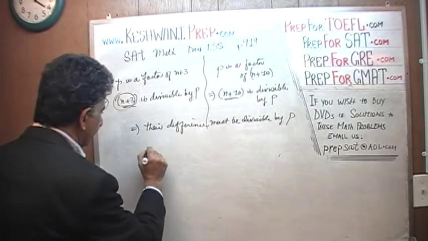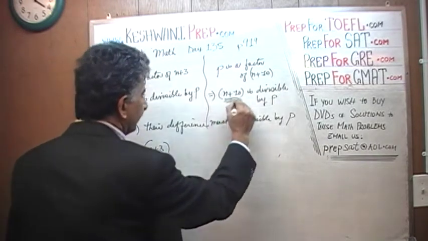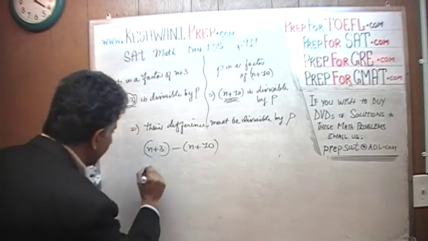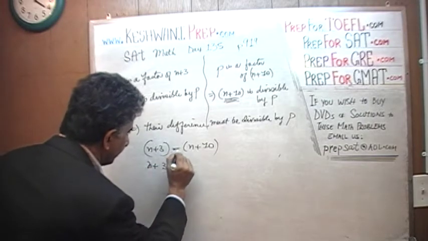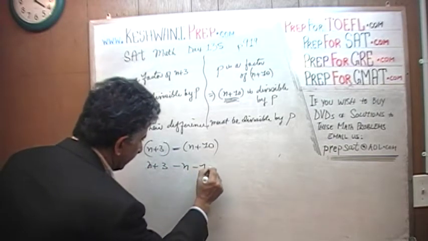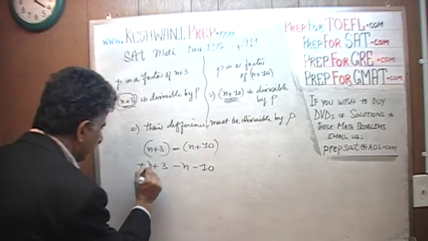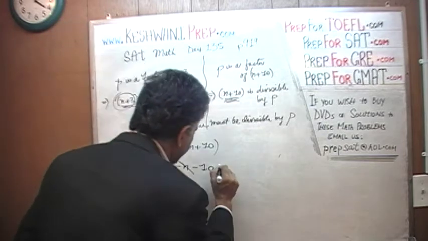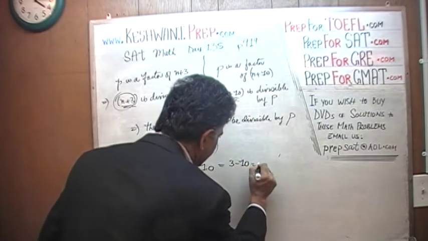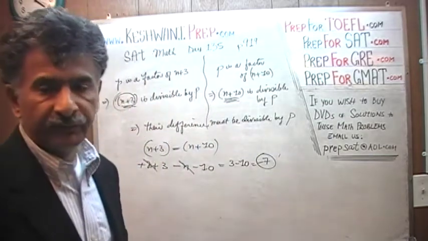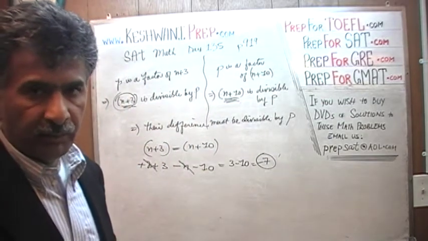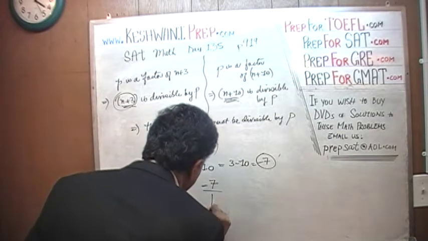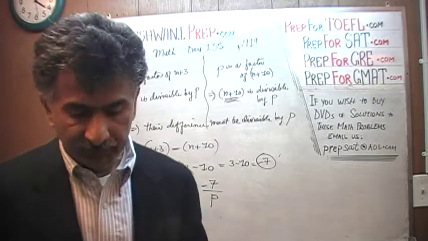This is the first quantity, n plus 3, minus n plus 10. N plus 3 minus n plus 10 would give us n plus 3, open the parentheses with a negative in front, becomes negative n and a negative 10. Here we have a positive n, here we have a negative n, which drops out. N plays no role. And what we end up with here is 3 minus 10, which is negative 7. This is their difference. And that difference, we are told, is divisible by P. The question is, what could be the value of P?